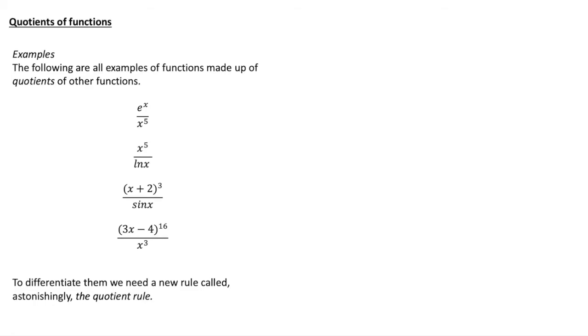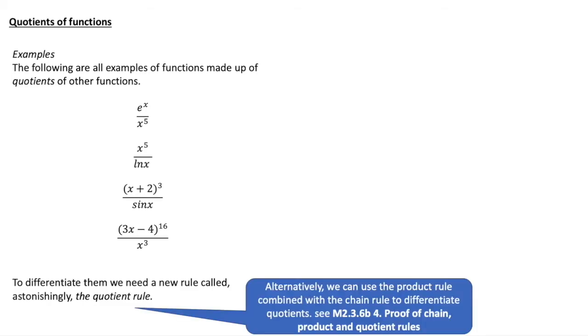And to differentiate them, we need a new rule called, astonishingly, the quotient rule. Now, alternatively, we can use the product rule combined with the chain rule to differentiate quotients, and sometimes that is easier or nicer, and you can have a look at that if you wish in the video 2.3.6b4, which is the proof of the chain, product and quotient rules. But for now, we're going to use the quotient rule.